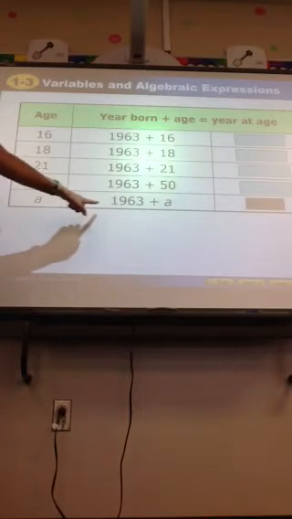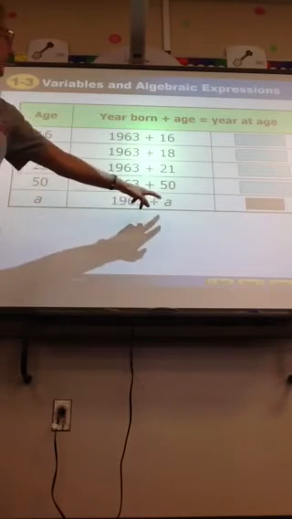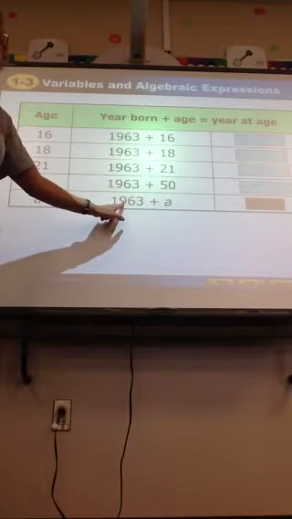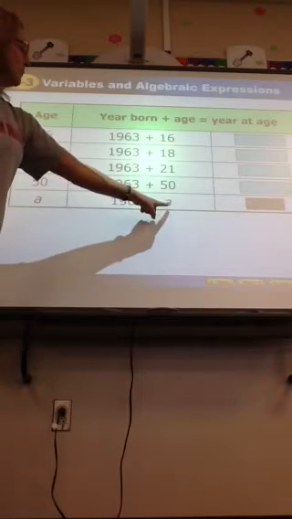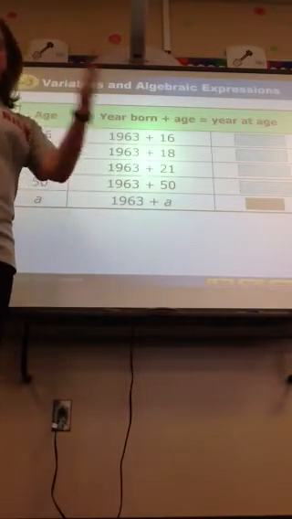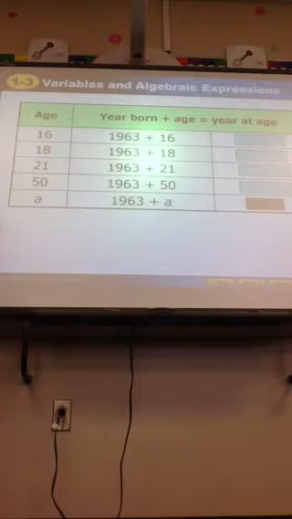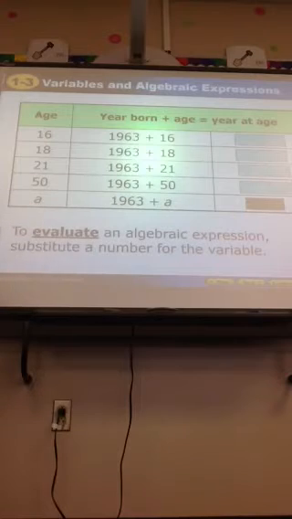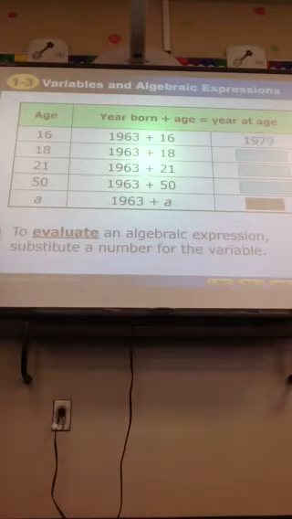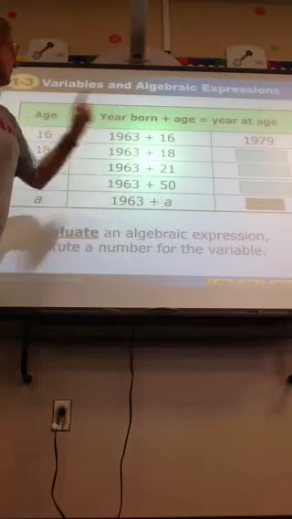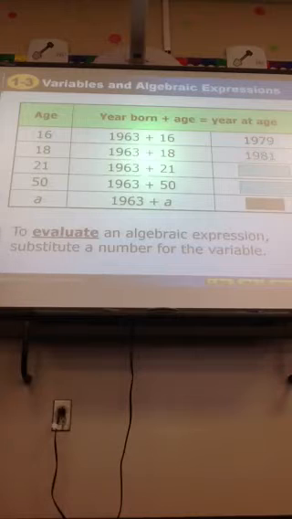Okay, and so down here at the bottom, we've got an algebraic expression where the constant is 1963, the year that I was born, and then A represents my age, which is variable. It's changed throughout my life, and hopefully it'll keep changing. So on the first one, 16 plus 1963, hopefully for that one you got, oh, there it says, to evaluate an algebraic expression, substitute the number in for the variable, and that's what we're getting ready to do. Okay, so that was 1979. When I was 18, if I add that to the constant 1963, that's 1981.